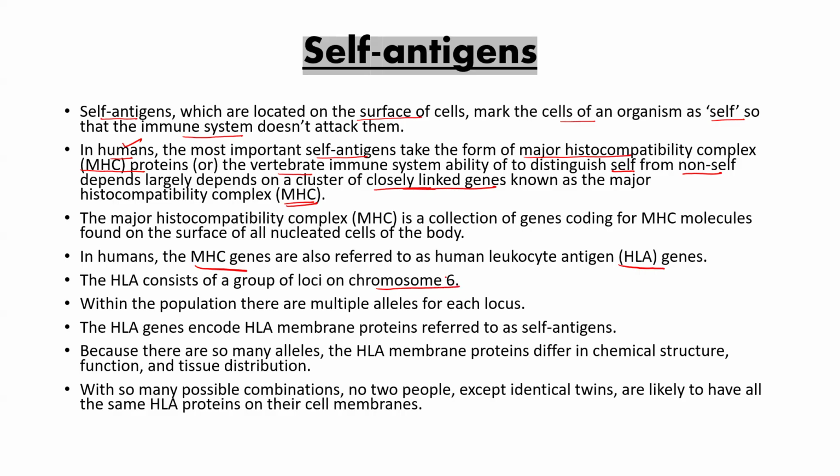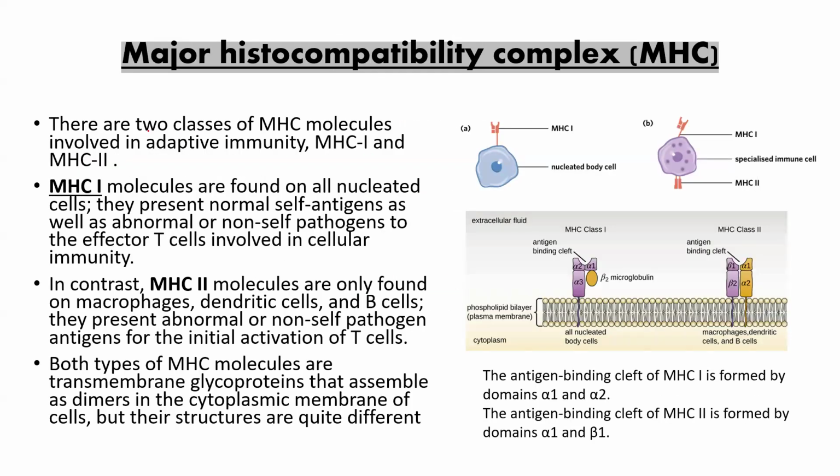Now, how many types of MHC? There are two classes of MHC molecules involved in adaptive immunity: MHC1 and MHC2. MHC1 is present on all nucleated cells, presenting normal self-antigens. It is present on all nucleated body cells except RBC. Please understand, RBC is not nucleated, so MHC1 will not be present on RBC.